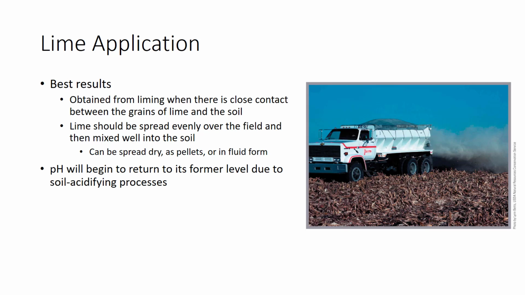Best results are obtained from liming when there is close contact between the grains of lime and the soil. To achieve this, lime should be spread evenly over the field and then mixed well into the soil. Lime spreading trucks do a good job of spreading the material. While most lime is spread in a dry form, some is finely ground and mixed with water or a fertilizer solution and sprayed on the field.